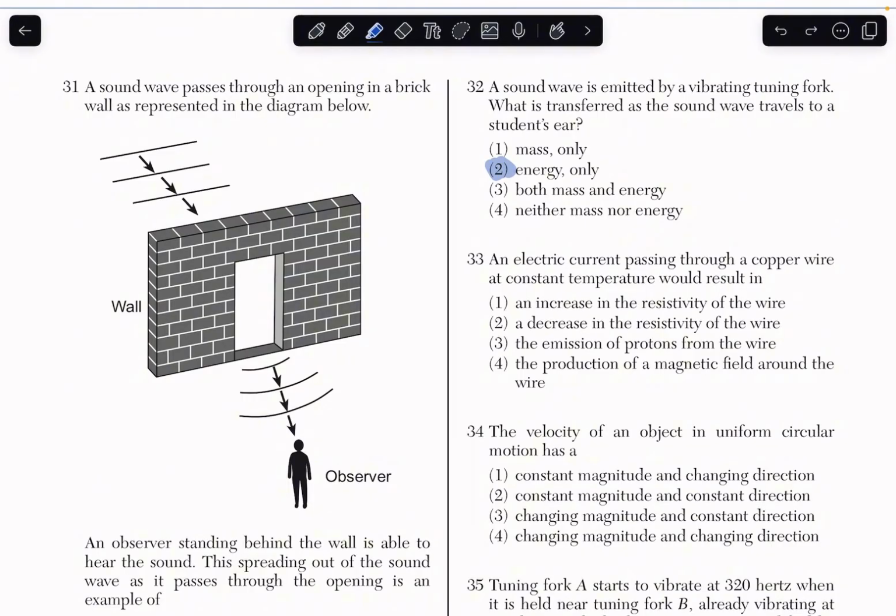33. An electric current passing through a copper wire at constant temperature would result in 4. The production of a magnetic field around the wire. This is because you need to remember that when electric current, full of moving electric charges, passes through a wire, a magnetic field will be created.